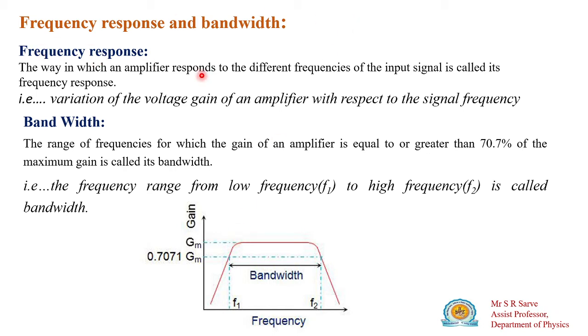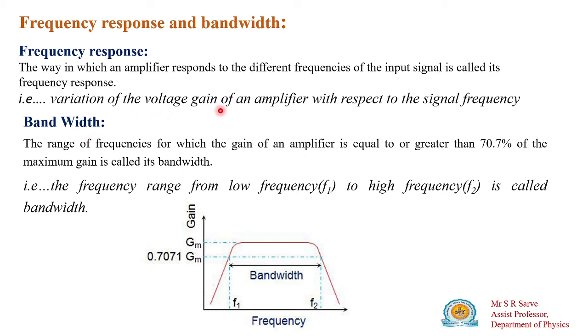Frequency response means that if you provide input signals with different frequencies, how does the amplifier respond to the frequencies of that input signal. The way in which an amplifier responds to the different frequencies of the input signal is known as the frequency response. That means you can say it is the variation of the voltage gain of the amplifier with frequency, and what is the bandwidth.